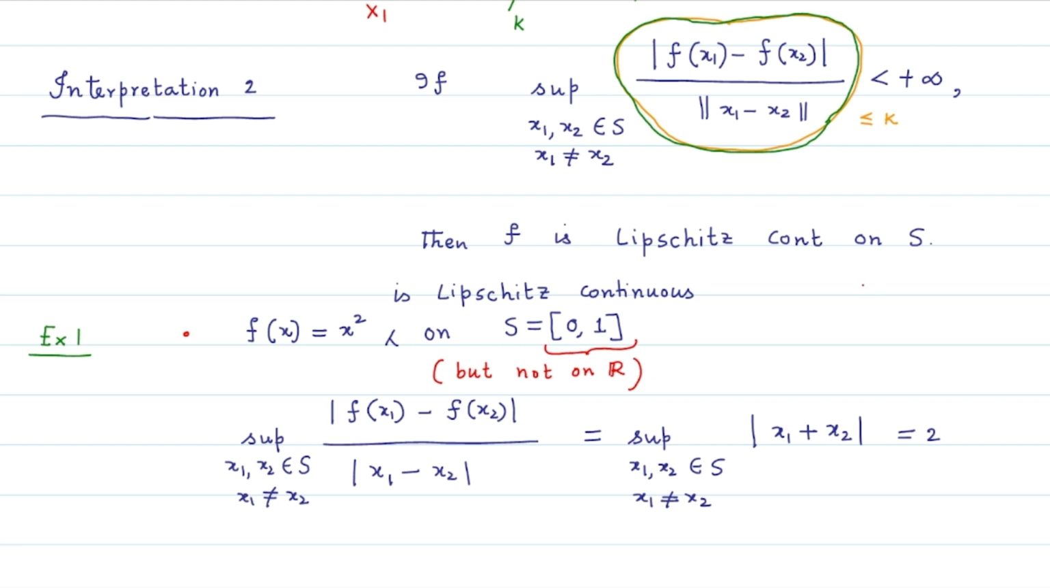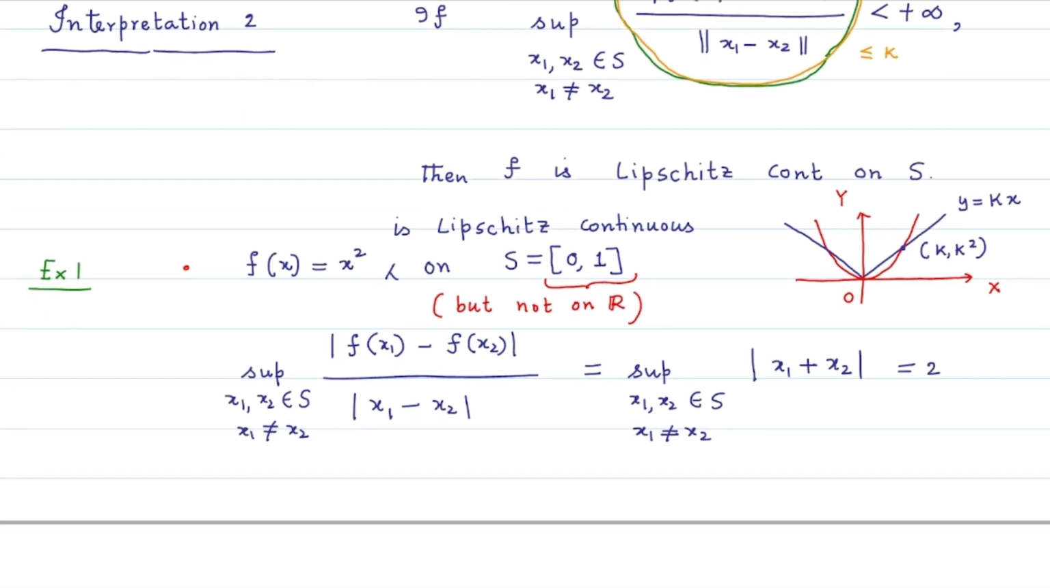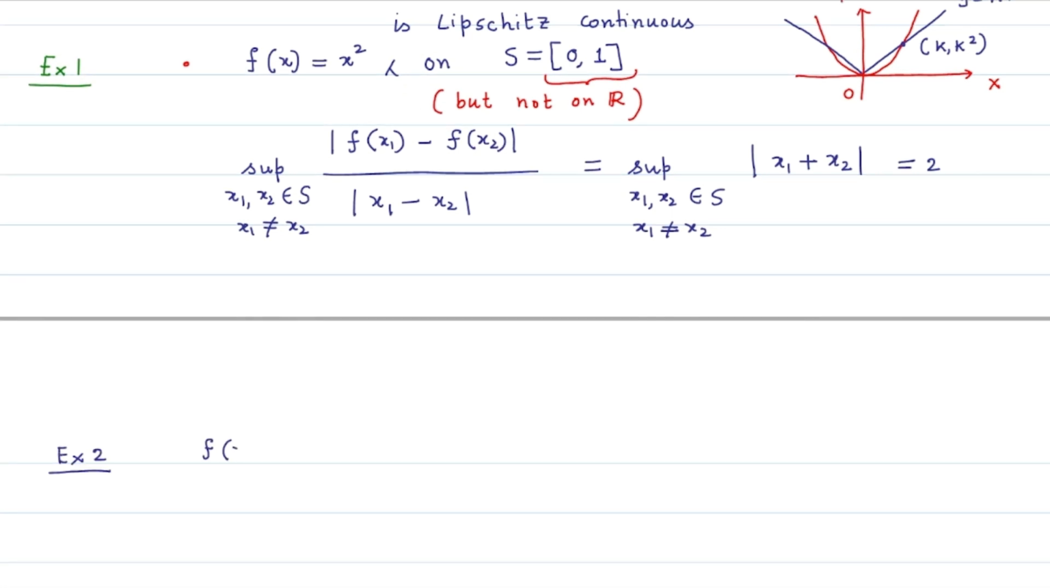This is due to the fact that if we just draw the graph of y is equal to x squared, then we see that for any positive k, the line y is equal to kx will certainly intersect the graph of y is equal to f(x) at the point k squared, and hence we will not have any positive k for which the graph of the function f(x) equals x squared will be below this upside of the double cone, and hence the function f(x) equals x squared cannot be a Lipschitz continuous function on the set of all real numbers.